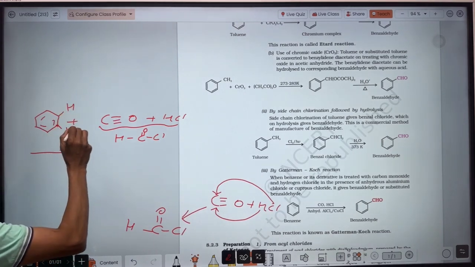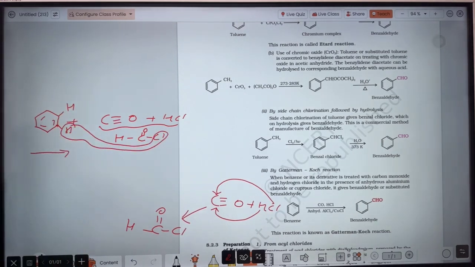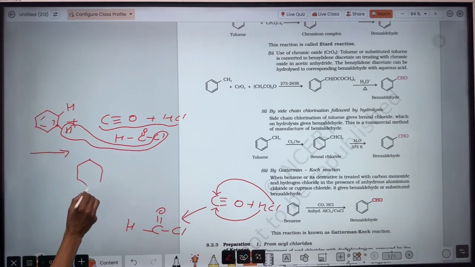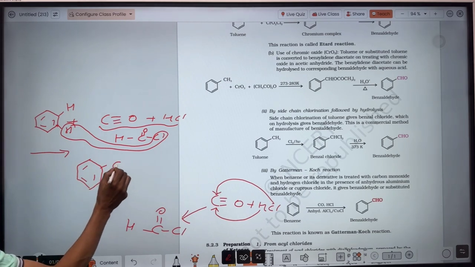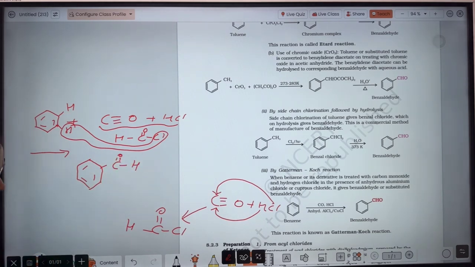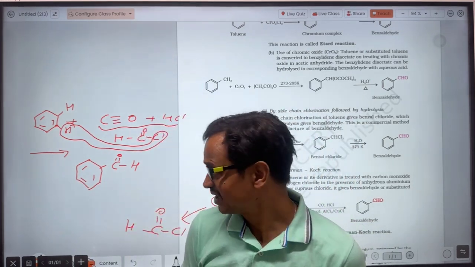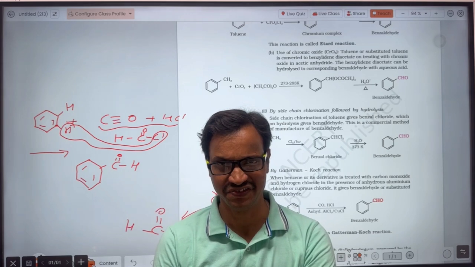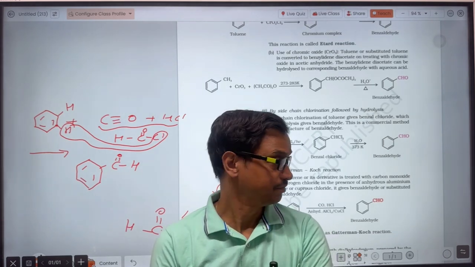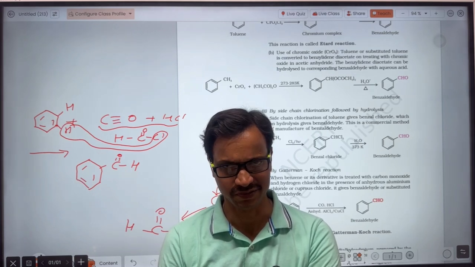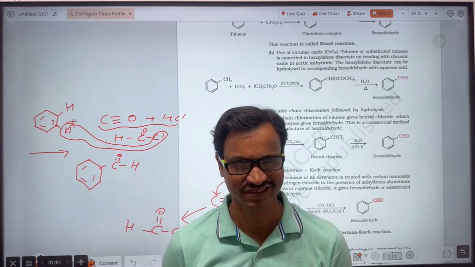Now the hydrogen of the benzene will combine with chlorine and form HCl. So this acyl carbon atom will bond to this carbon. So the structure will be like this. In this way, benzaldehyde will form. So that was the special method for the preparation of aldehyde, and in the next class we will discuss the special method for the preparation of ketone. It's all for this class. Thank you, Team Educate.